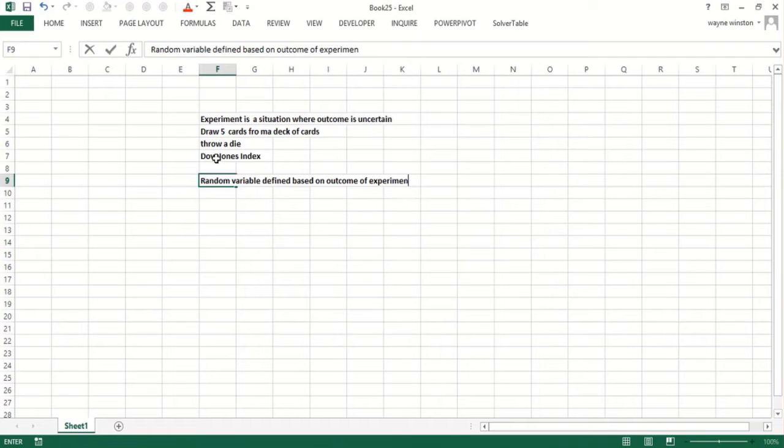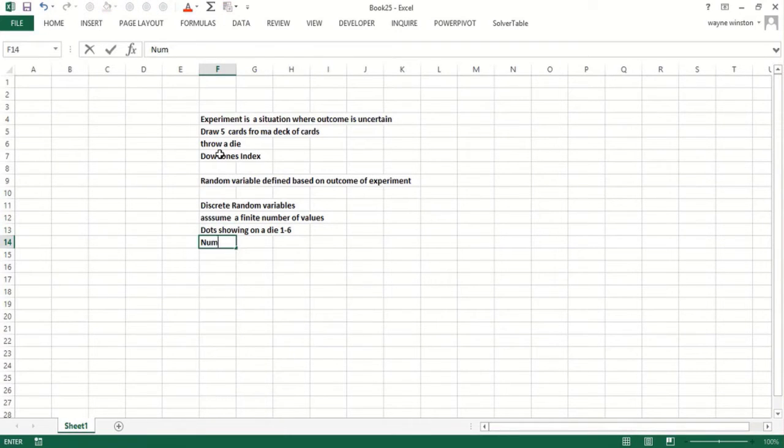And basically we've got 2 types of random variables. We've got discrete random variables. Basically, for our purposes, a discrete random variable is one that can assume a finite number of values, usually a small number. For example, the dots showing on a die. It's going to be a 1 through 6.